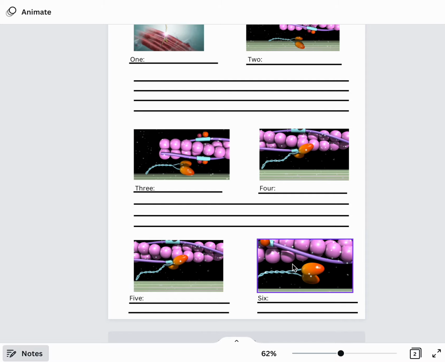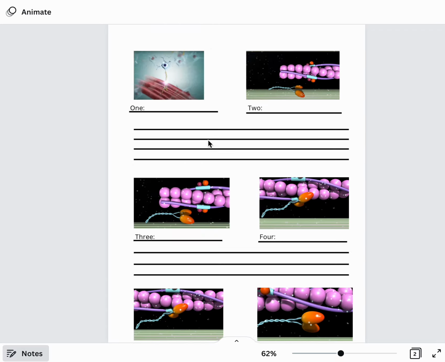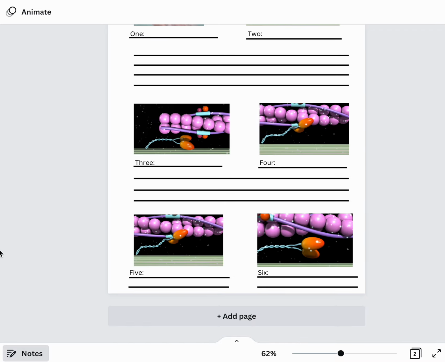ATP connects to the myosin head and the cross bridge is broken, because ATP energy is what helps connect it to the actin, and the actual ATP is what helps break the cross bridge. Once that is done, we have calcium that is pumped back into the sarcoplasmic reticulum, and the actin and the myosin head return back to their resting positions.